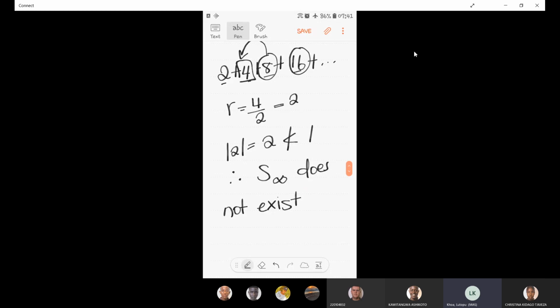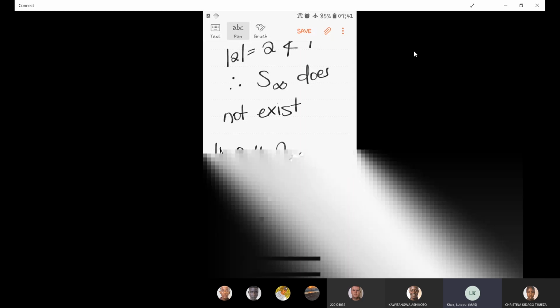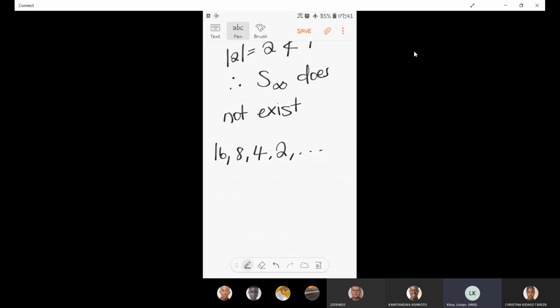Okay, so it doesn't have a specific sum to infinity. Now we can look at another sequence. If I have 16, 8, 4, 2, and so on. Now here I work out what r is. r is equal to 8 divided by 16. This is equal to a half.